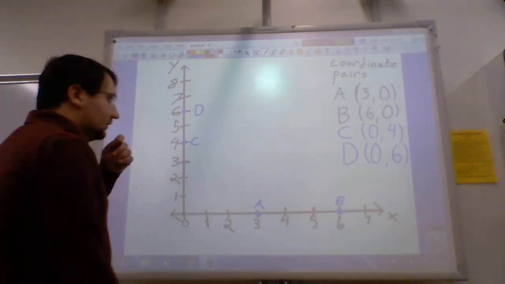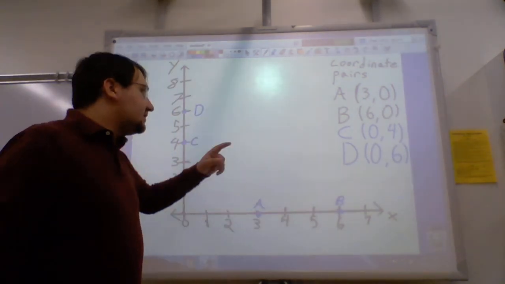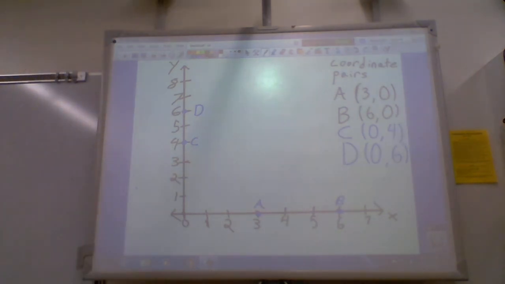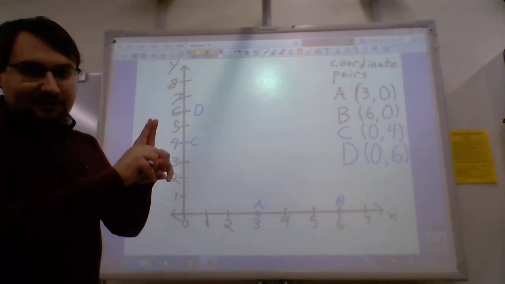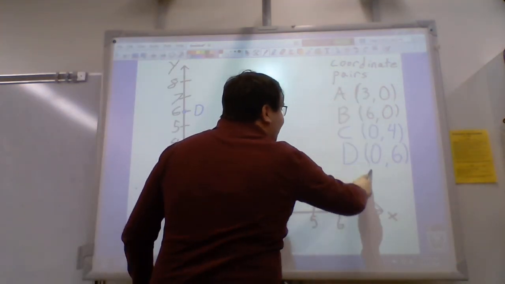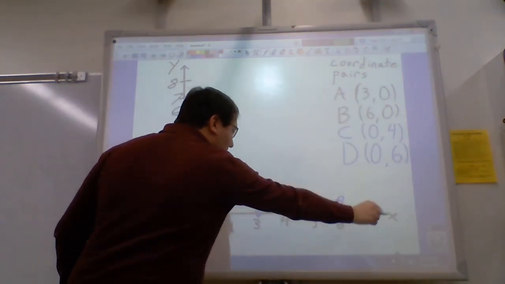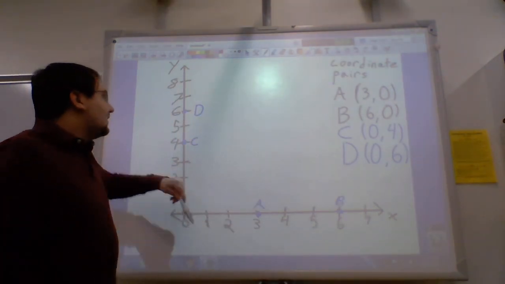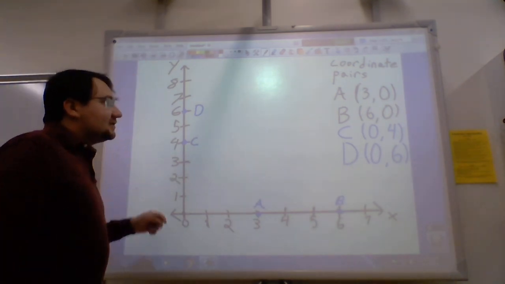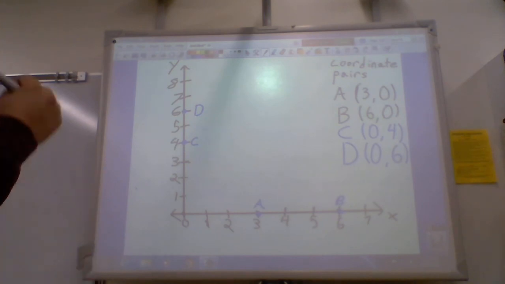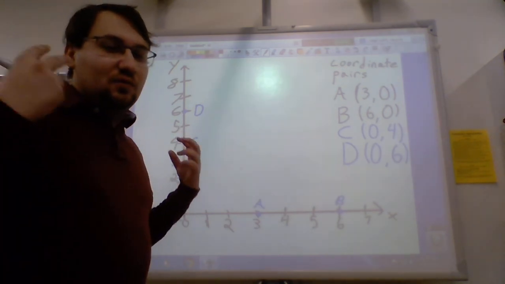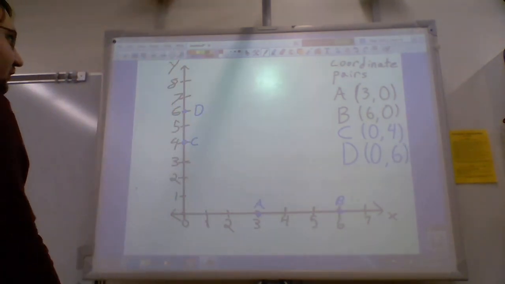Now let's look at this. Wait a minute. But B is 6, 0. And D is 0, 6. Are these the same coordinate? No. Not the same coordinate. Remember, order matters when it comes to our coordinates. Our first one is going to be our X. So this tells us where we are on our X line. The second number always tells us where we are on our Y line. So just because they both have a 0 and a 6 doesn't mean that they're the same coordinate, because the order of that 0 and that 6 really, really matters for us.